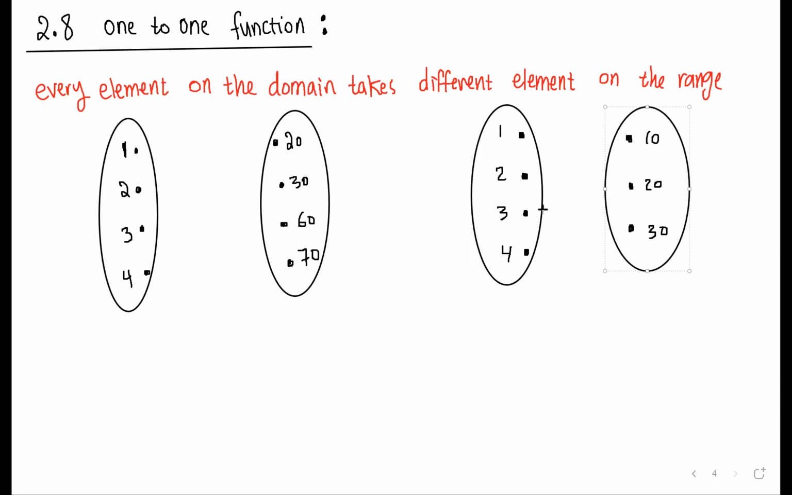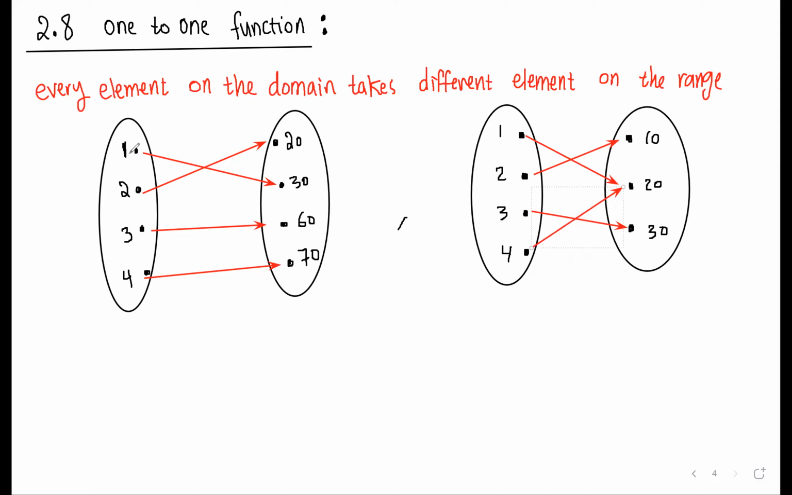So this is a function and this is another function. In this function, 1 goes to 30, 2 goes to 20, 3 goes to 60, and 4 goes to 70. And for this one, 1 goes to 20, 2 goes to 10, 3 goes to 30, and 4 goes to 20.